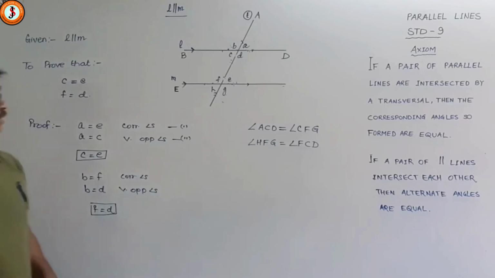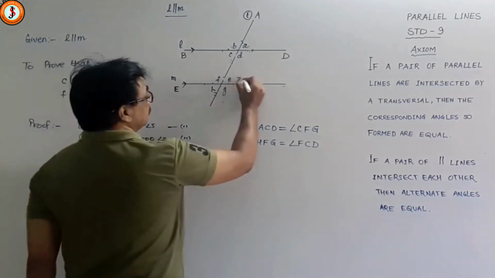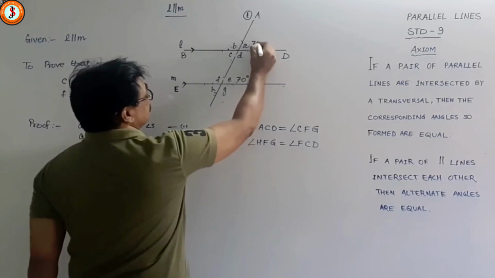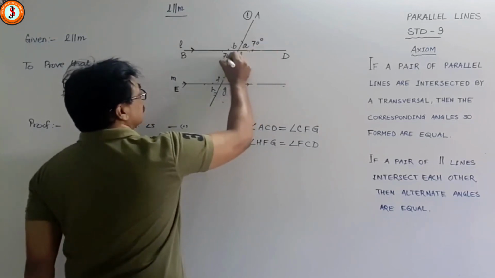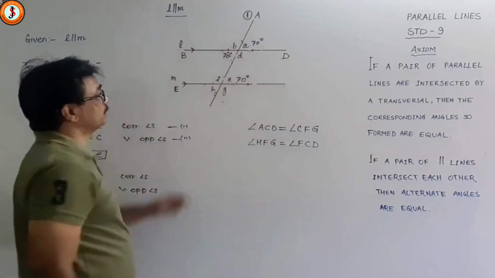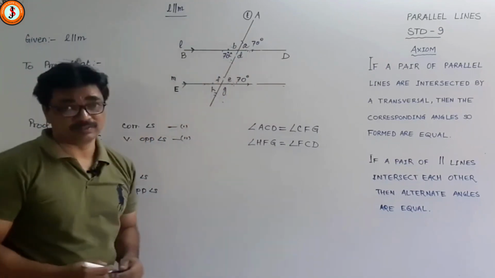So what did we get? If this is 70, corresponding angle, this will be 70 and then this will be 70. Directly also we can write C and E are equal, each 70.